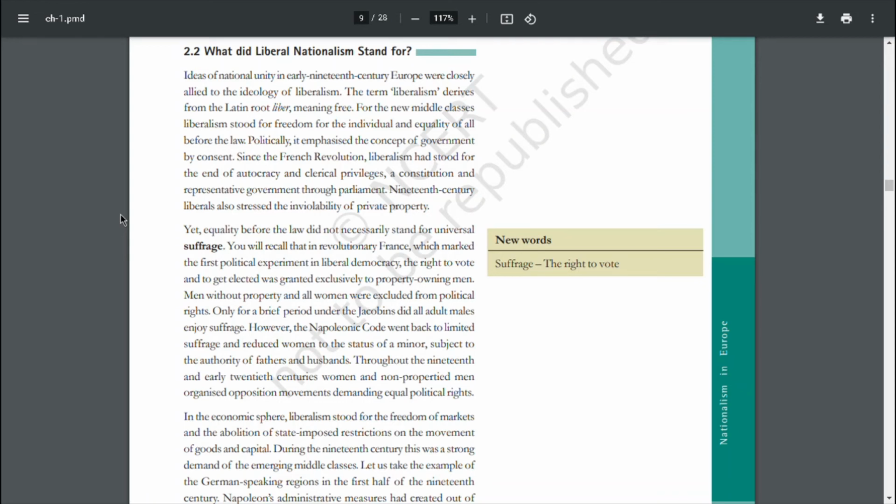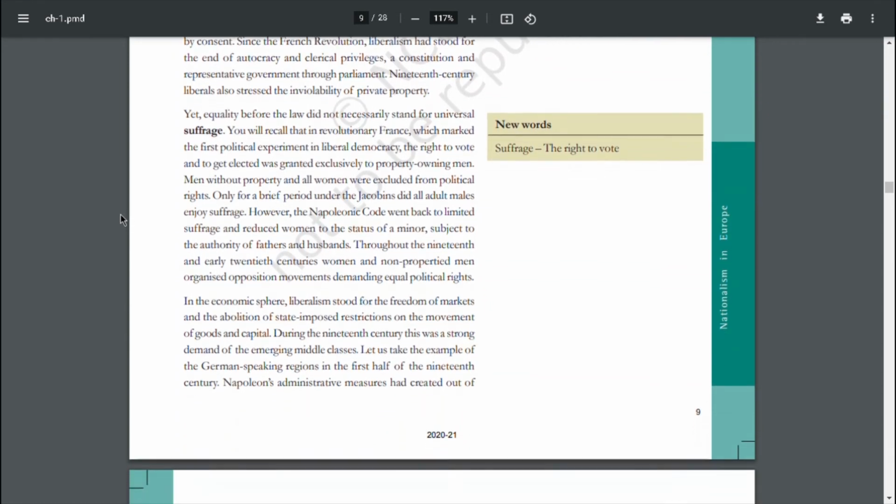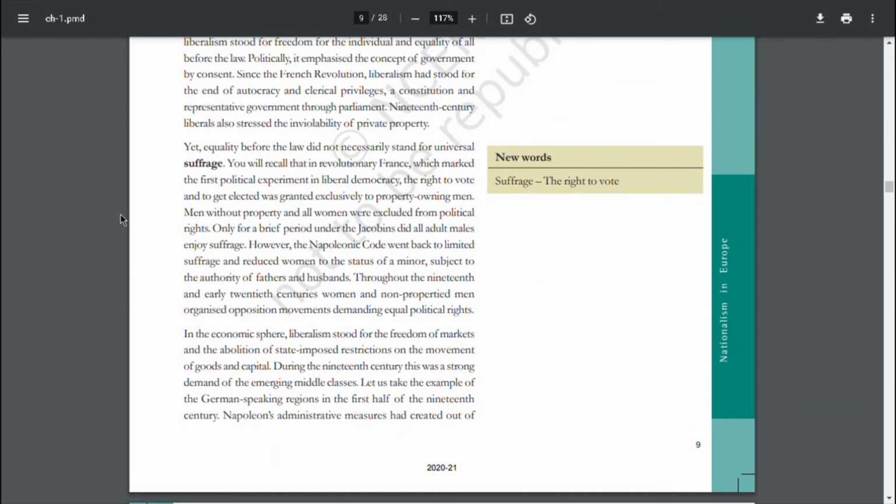Since the French Revolution, liberalism had stood for the end of autocracy and clerical privileges, a constitution, and representative government through parliament. 19th century liberals also stressed the inviolability of private property. Yet, equality before the law did not necessarily stand for universal suffrage.